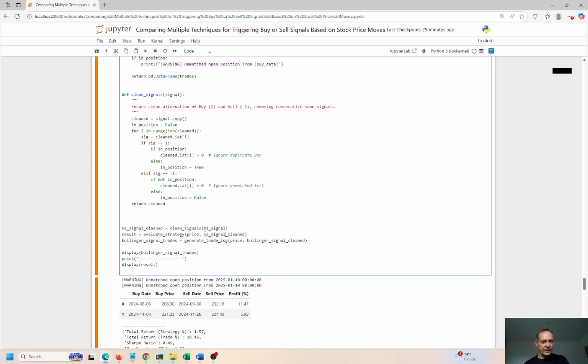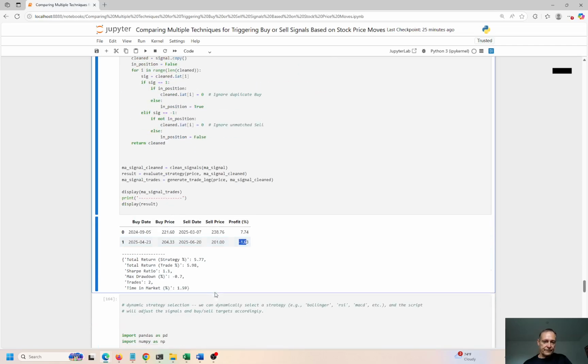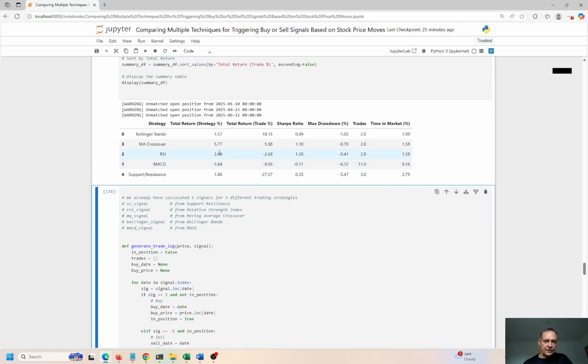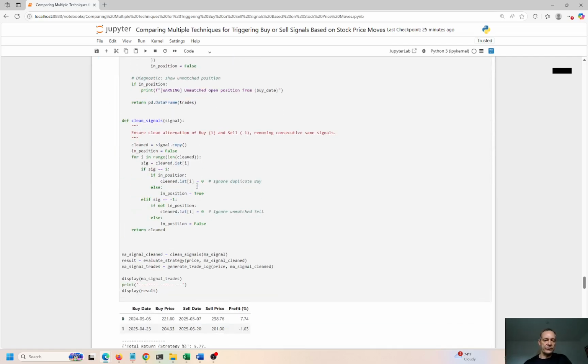So Control C, Control V, MA signal. That goes over here. This goes over here from Bollinger signal to MA signal. I have to type it in. Okay, so we get MA signal trades and MA signal trades. Control Enter. So we have two trades, 7.74, 1.63. The total return, 5.7. So if you go over here, moving average, 5.7, that's exactly what we see in this chart. So this chart is nice because it shows you the holistic universe of all your trades and all your strategies in one spot.